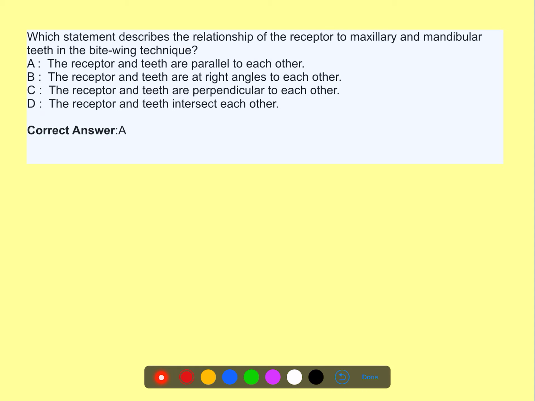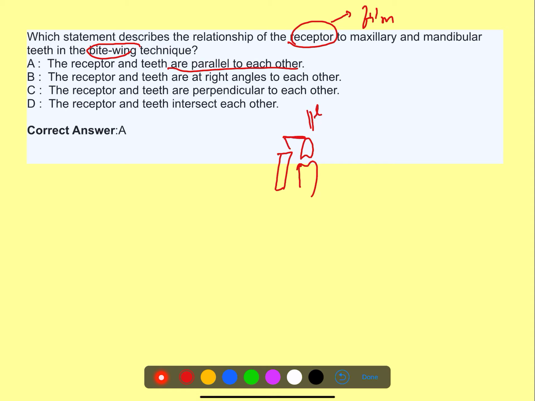Which statement describes the relationship of the receptor, meaning film, to maxillary and mandibular teeth? In the bitewing technique, the film and the maxillary and mandibular teeth are parallel to each other. That is, the film is placed here and the tooth will be like this. So they both are parallel to each other, so we have to select the first option: the receptor and the teeth are parallel to each other.